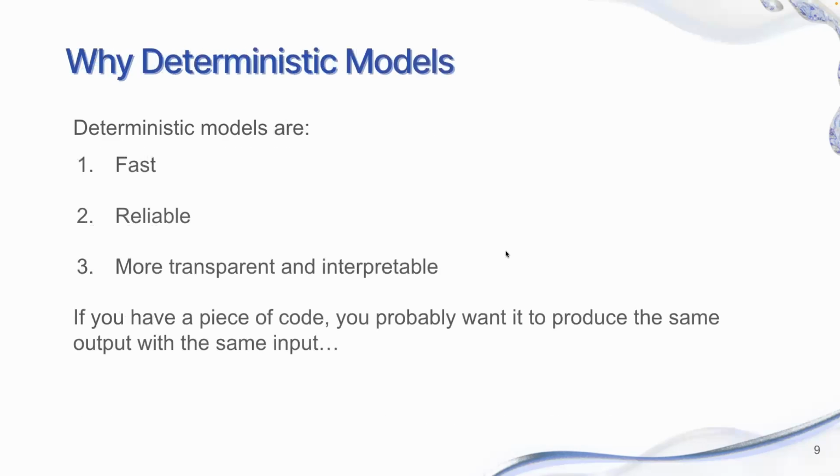Deterministic models are fast and reliable, and they're transparent and interpretable because you don't have to worry about them giving different results. Imagine you have a piece of code, like a function, and let's assume it doesn't involve any random numbers. Then when you call the function with the same input, you always get the same output. You don't want to call the same function with the same input and get a different output every single time. That would be very bad. So that's why we use deterministic models.